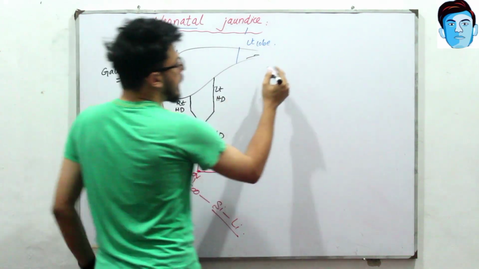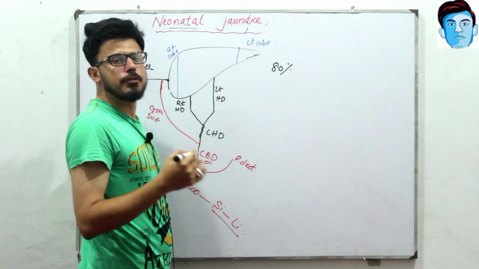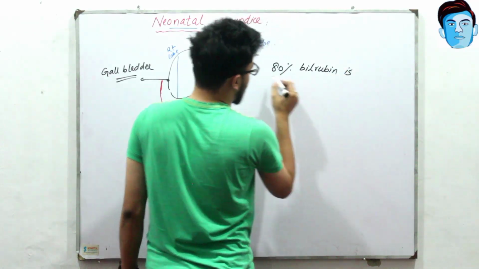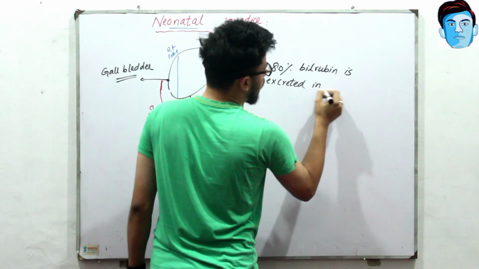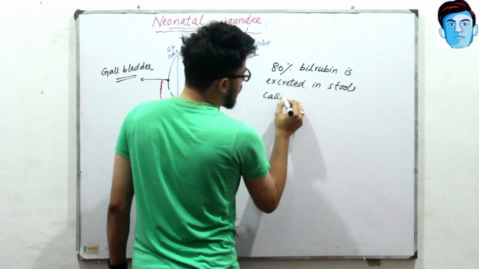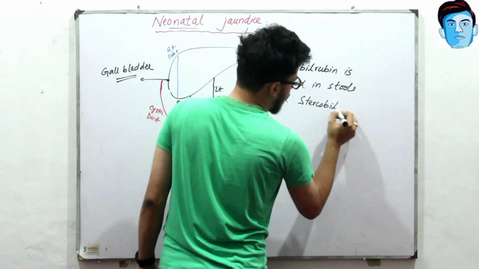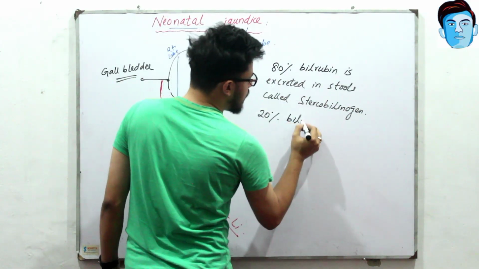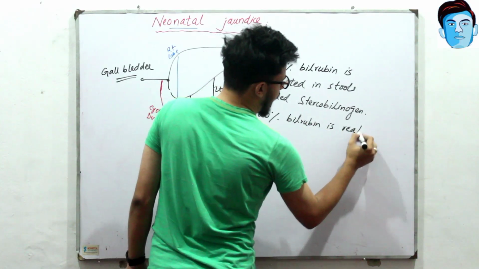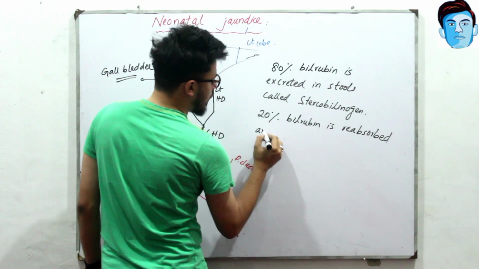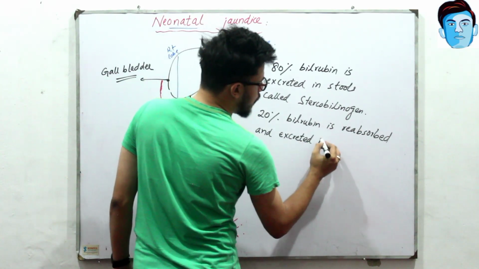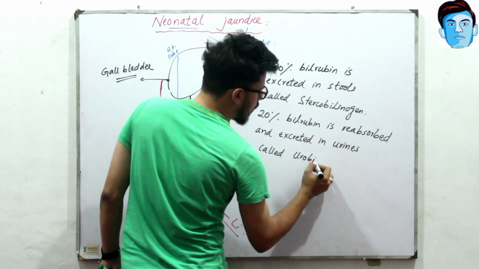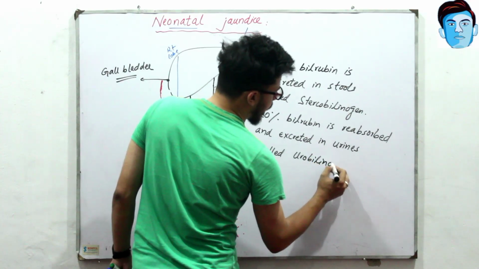Now, it is reported that in 80% of cases, the bilirubin excreted from the body is excreted in stool, and that is called stercobilinogen. While in 20% of cases, the bilirubin is reabsorbed and excreted in urine, called urobilinogen. So it is important.